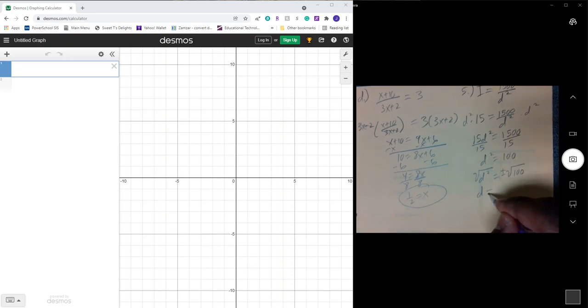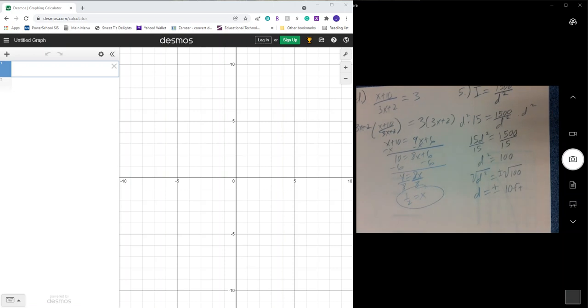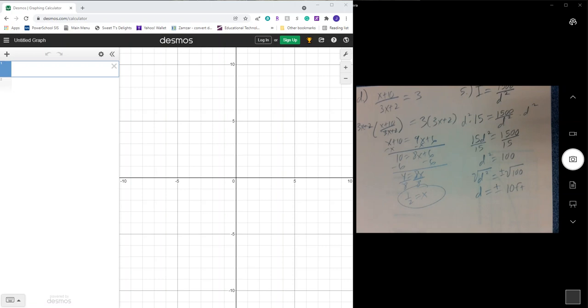Square root of d squared is d, and this would be positive or negative 10. We know this is in feet, so we will put feet. Now we know as far as a distance level, our distance will not be negative. So the only one that makes sense is d is equal to 10 feet. That would be your final answer because you would not have negative feet.